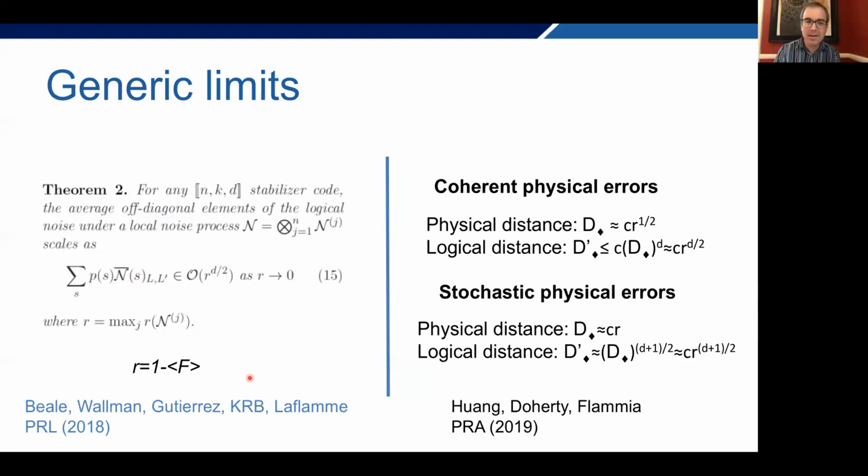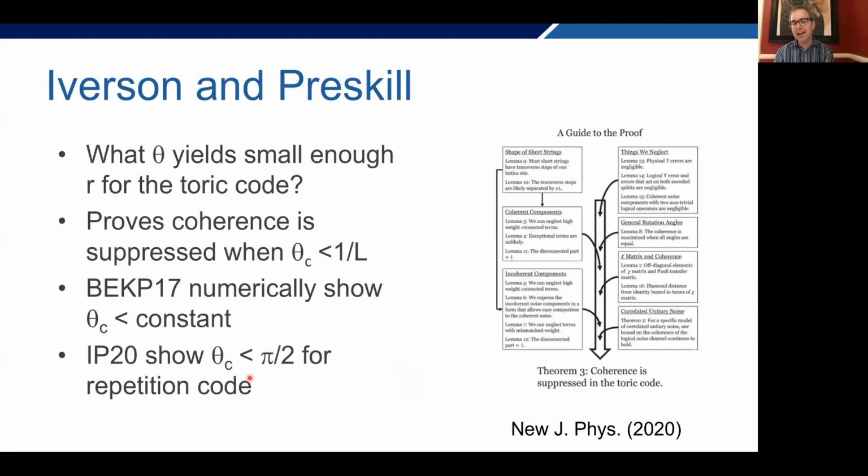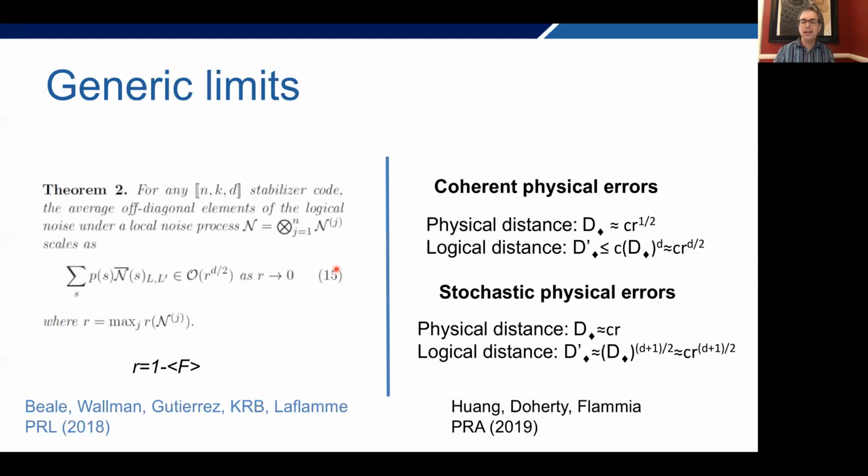But then there's this paper this year by Iverson and Preskill, which tries to calculate what it is for the surface code. And they come to the conclusion that the critical angle that you have to get to has to be smaller than 1 over the length of the code. And I had thought that the authors back on this page had shown that we just needed to be below threshold.